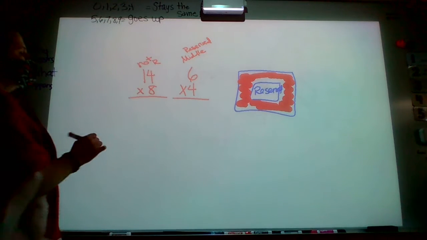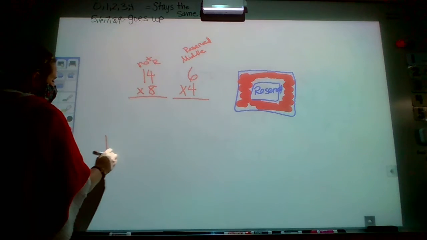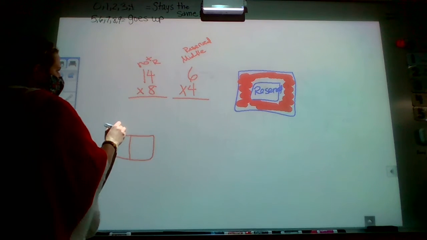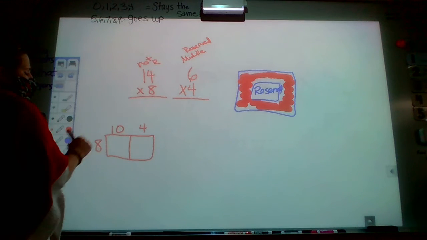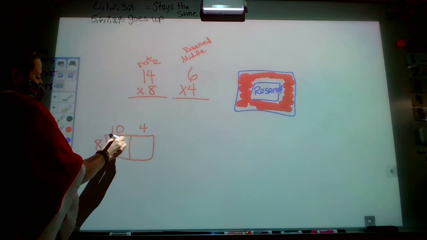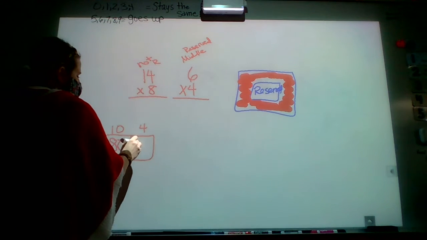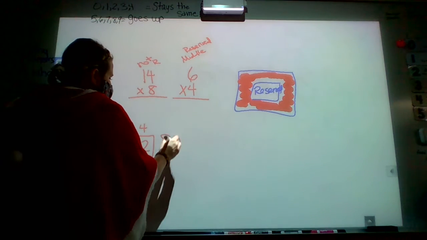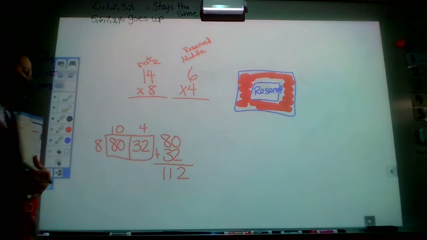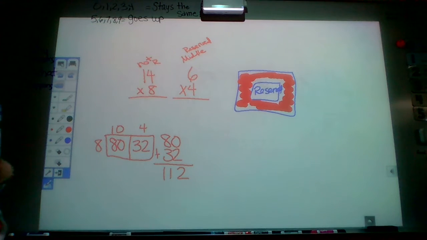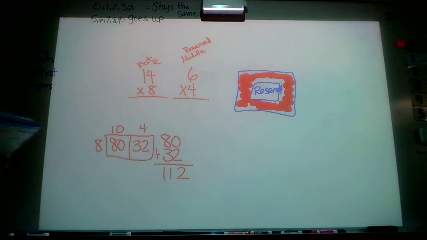Okay, so 14 times 8. I feel like we should have already done traditional, but if not, we need to do it. Okay, so 8 times 10 is what? 80. And 8 times 4 is? 32. Yes. We need to add this up. So there's 112 total, reserved and not reserved. 112 seats total in this Sea Park Arena.